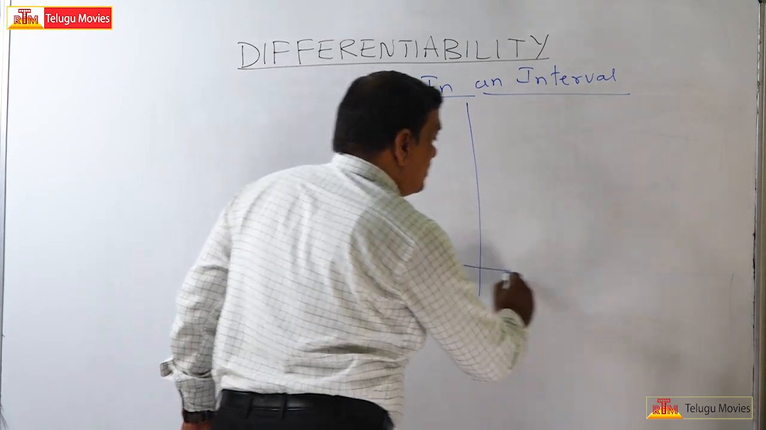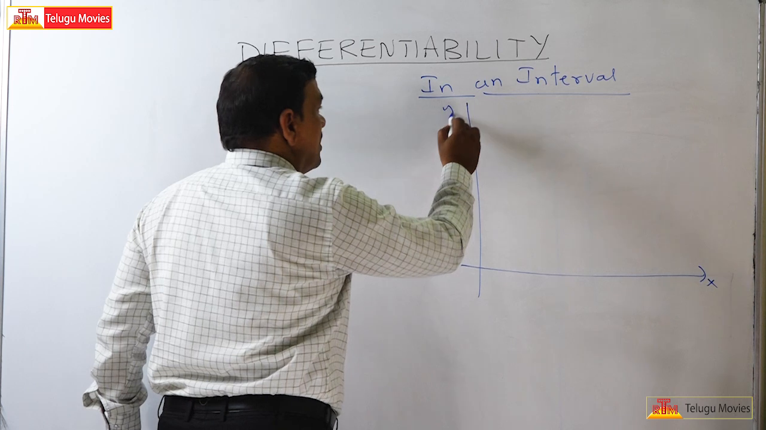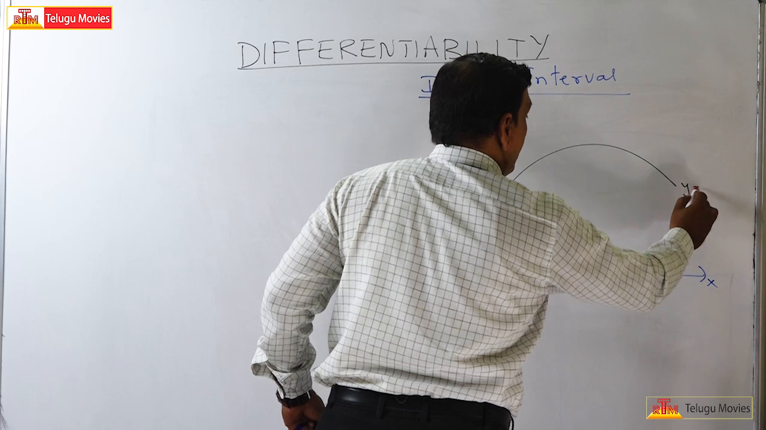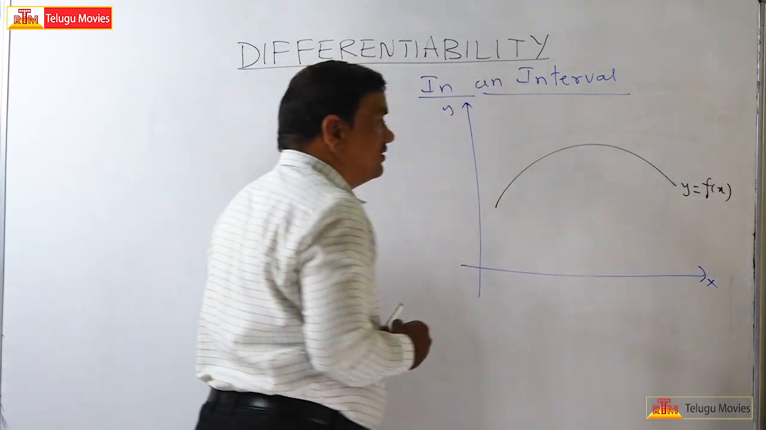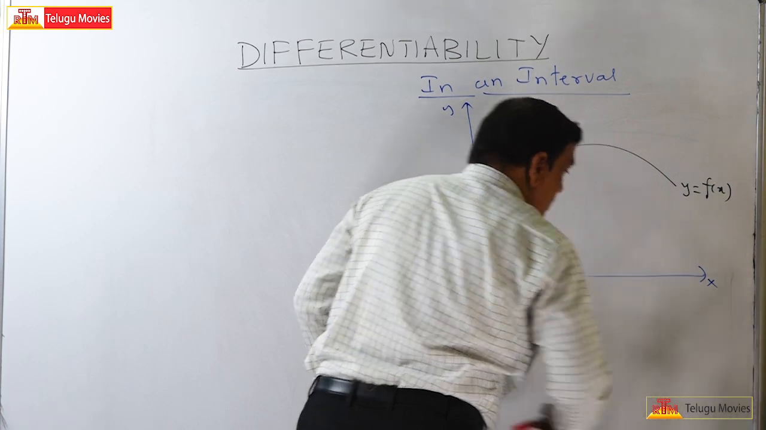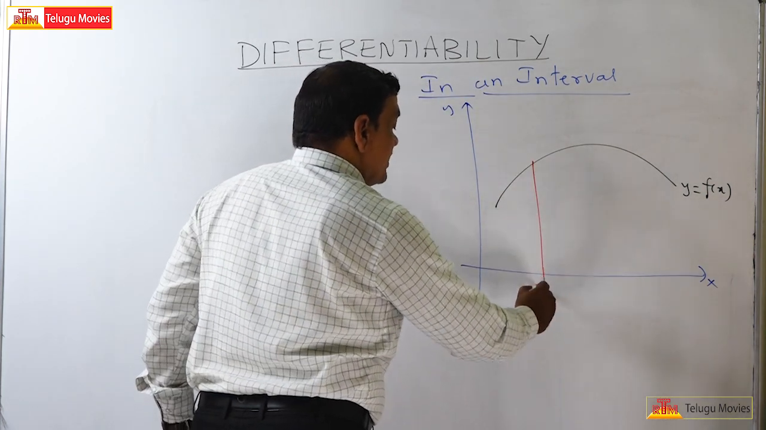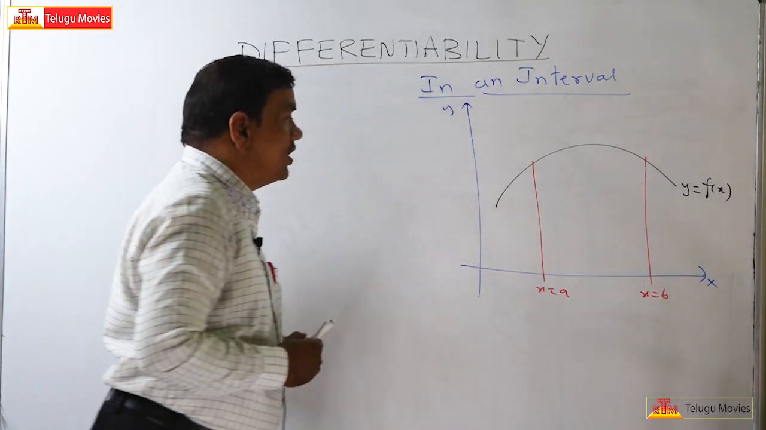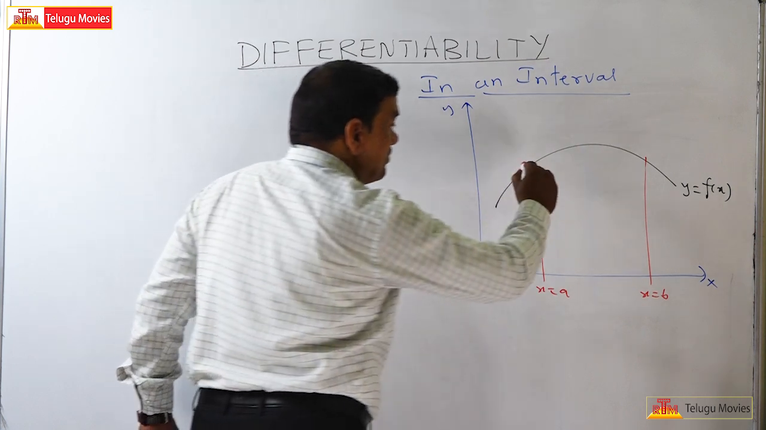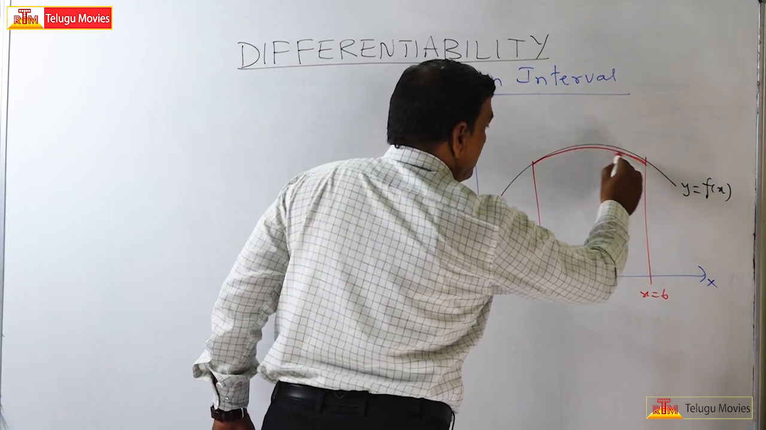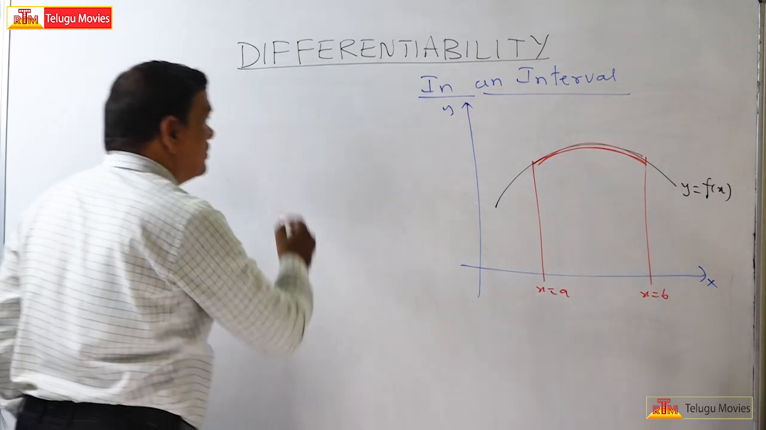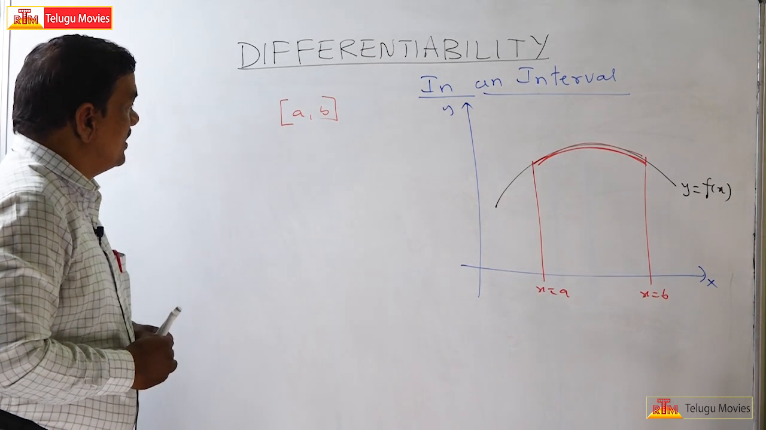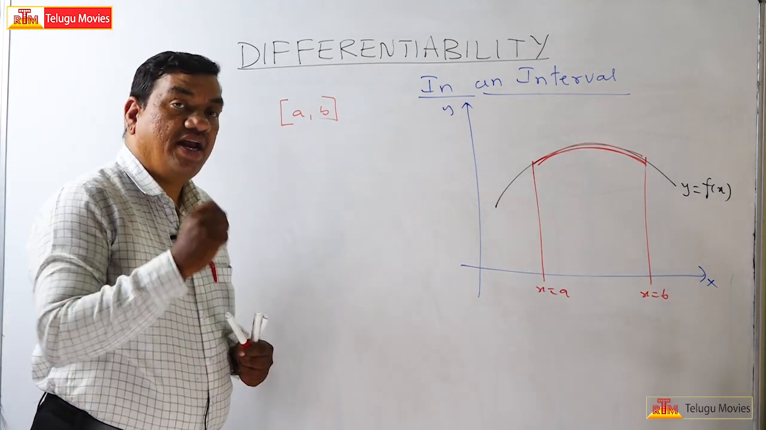Let us take this x-axis and this y-axis. Let us take this function y equal to f of x. Let us take x equal to a and x equal to b. Now we are going to check the differentiability of the function in this interval, that means the closed interval. So we are going to check the differentiability of this function between a and b.